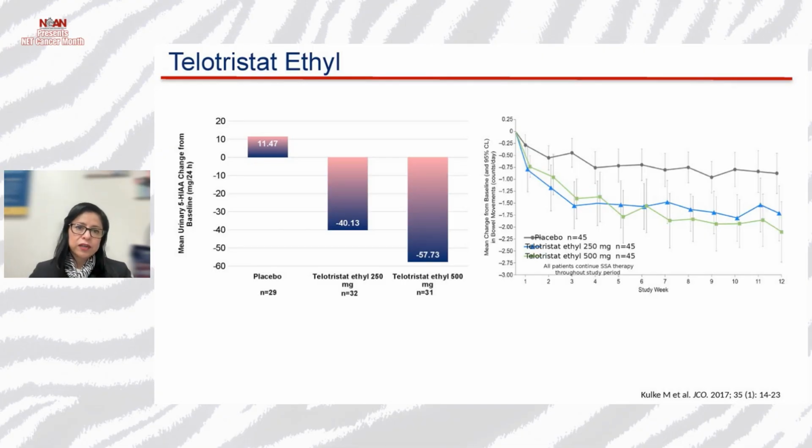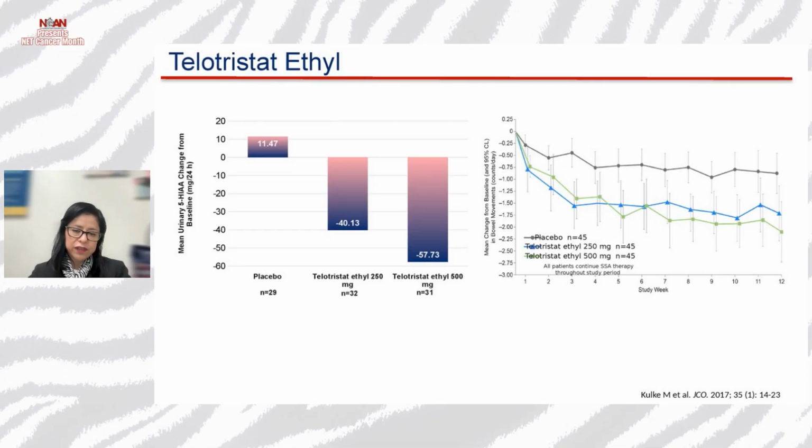This is a study that was done for the approval of telotristat. Like I said again, telotristat is a drug that blocks the rate-limiting enzyme of the conversion of tryptophan to serotonin, so that there is less serotonin production. As we can see in this graph, we can see the measurement of 5-HIAA of the patients that were enrolled on the study. It was a randomized study, with patients either receiving the drug or receiving placebo. The patients on placebo did not see a decrease in the levels of 5-HIAA, but we can see in this graph, the more negative the number, the more the decrease of the 5-HIAA. That's by using the drug.